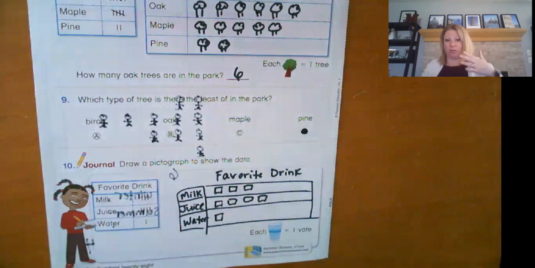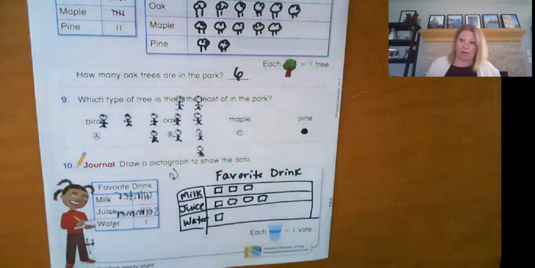And then we could ask questions about this, couldn't we? How many people chose milk as their favorite drink? How many more people chose juice than water as their favorite drink? What drink was the least popular? So we can answer a lot of questions about this graph.